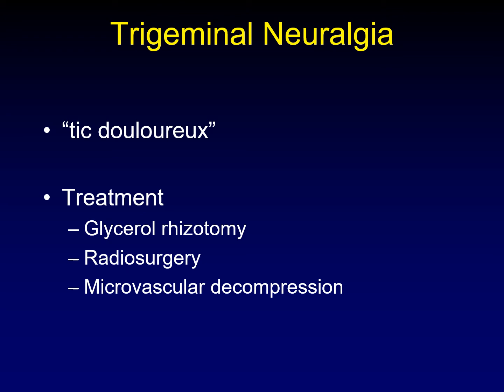For a while, we were doing glycerol rhizotomies. What happens here is that you put a needle up into Meckel's cave from foramen ovale, and you inject glycerol, which is a neurotoxic agent, and kill the nerve right there in Meckel's cave. We use tantalum as a labeling agent for the glycerol so that you can see it fluoroscopically while you are injecting it, and then you can identify it afterwards on CT scans.